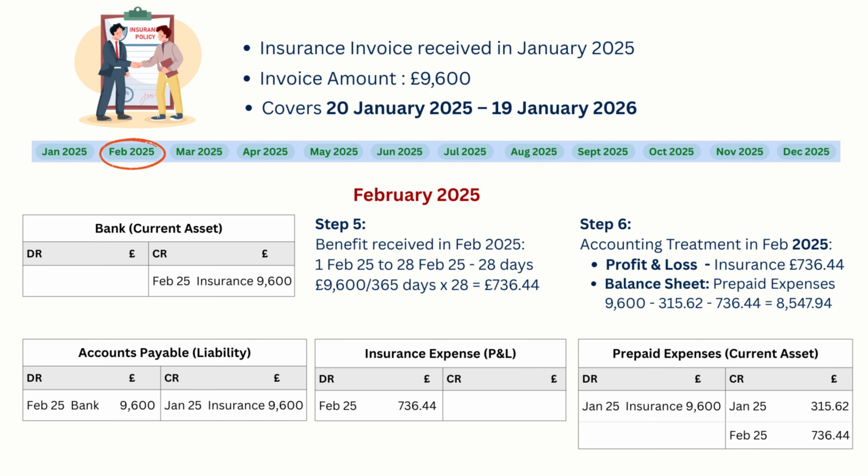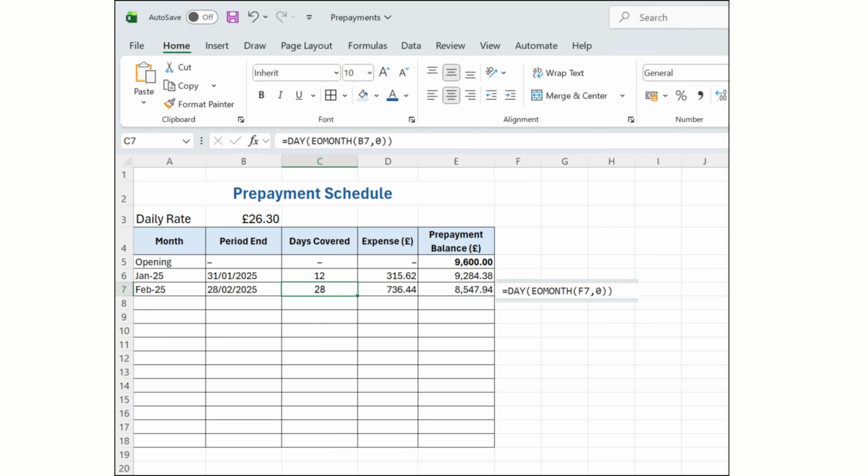Now let's move to February. Two separate things happen in February. We pay the invoice and we consume more insurance. Paying the invoice only affects accounts payable and bank. It does not affect profit. The February insurance expense comes from the same daily rate calculation, 28 days multiplied by the daily rate.